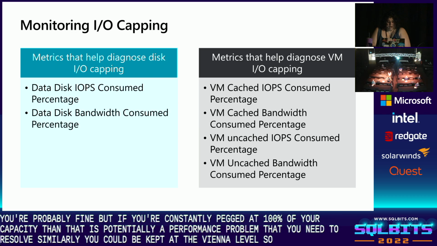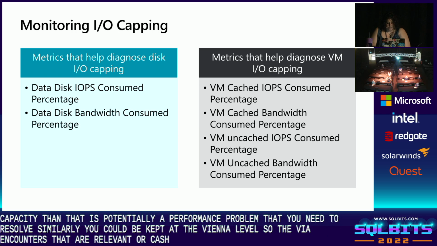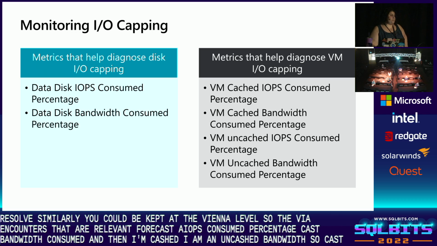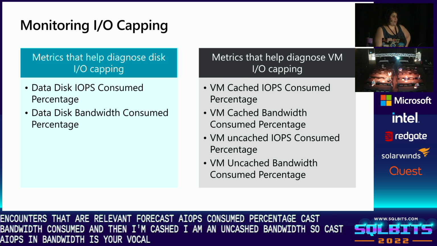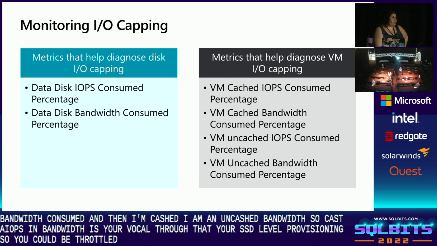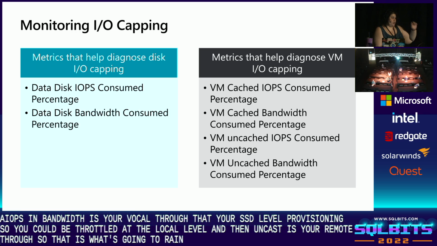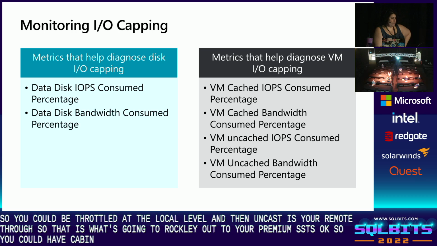The VM counters that are relevant are cached IOPS consumed percentage, cached bandwidth consumed, and then uncached IOPS and uncached bandwidth. Cached IOPS and bandwidth is your local throughput. That's your SSD level provisioning. So you could be throttled at the local level, and then uncached is your remote throughput. That is what's going directly out to your premium SSDs. Okay, so you could have capping at the VM level.